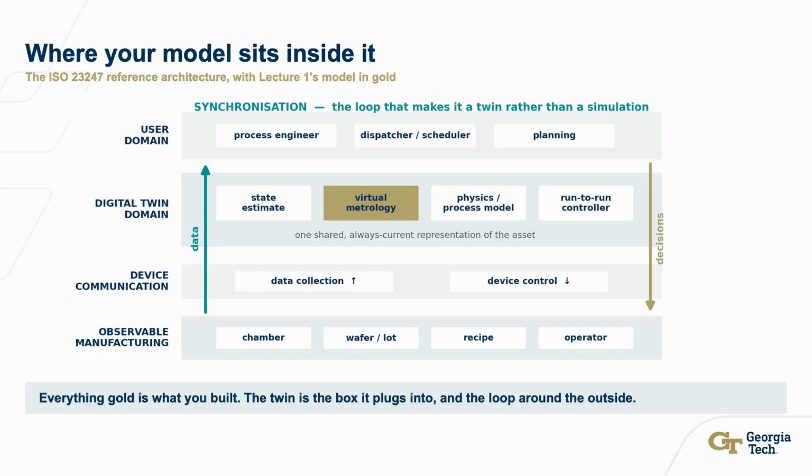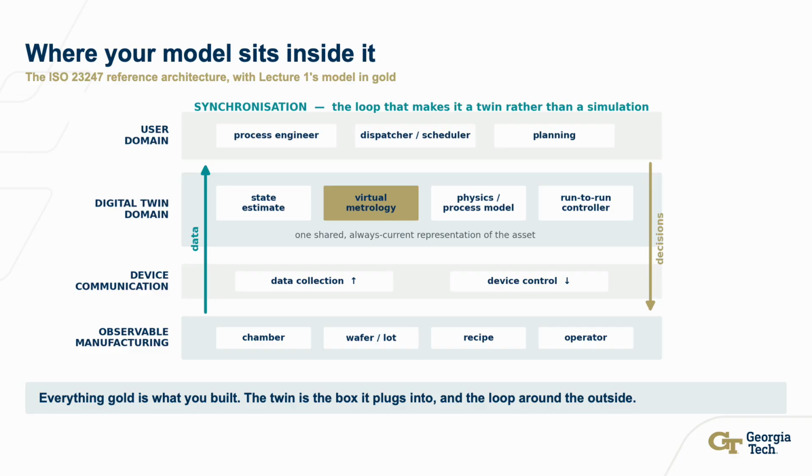Here is a reference architecture from the same standard, simplified, and I have colored one box gold. The observable manufacturing domain: the physical things, chamber, wafer, recipe, operator. This is the fab. The device communication domain. Two directions, both matter. Data collection going up, which is the FD system we spent lecture 1 turning into features. Device control going down, which is how a correction reaches the tool.